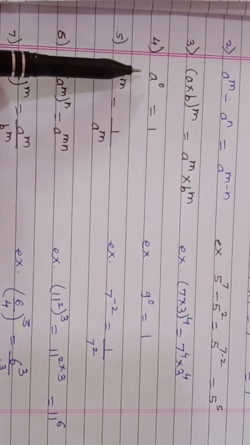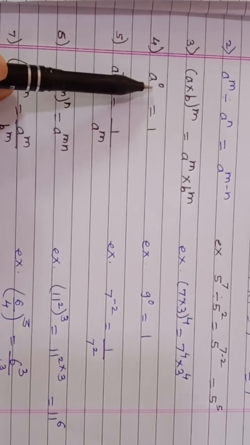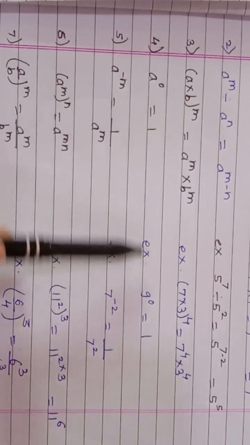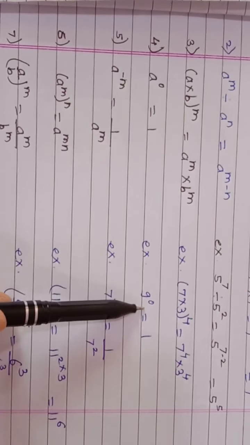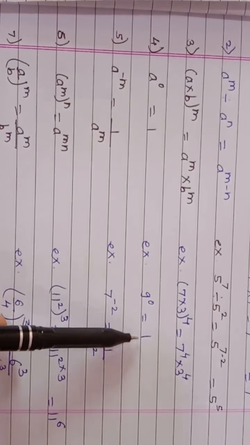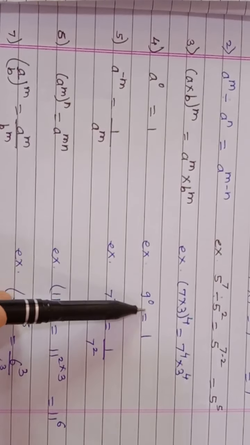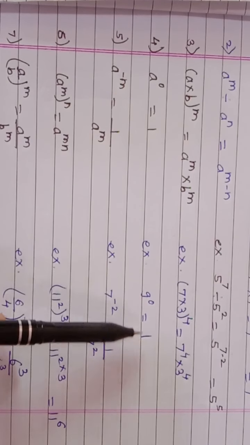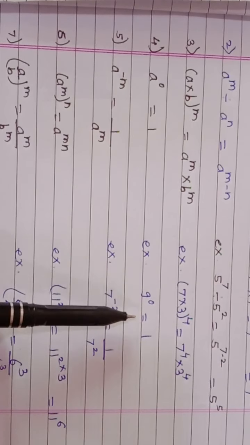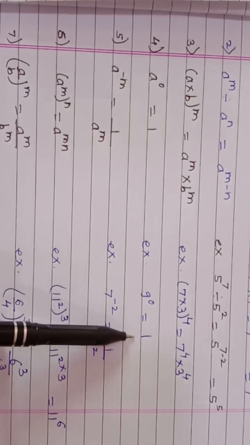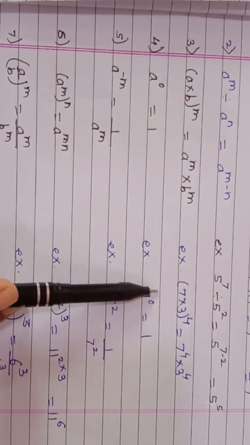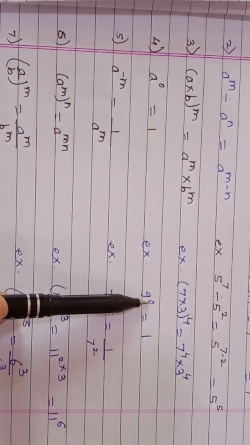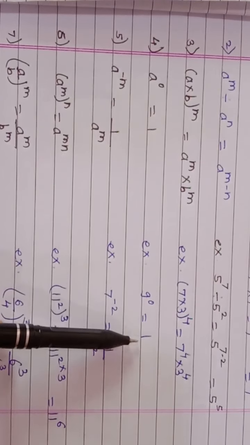फोर्थ रूल, if a raised to 0 then the answer is 1. For example, 9 raised to 0 is equal to 1. If we take 100 raised to 0, then our answer is 1. If we take 980 raised to 0, then the answer is 1. If we take any number, कोणतीही संख्या घेतली आणि तिचा घातांक 0 असेल तर उत्तर हे एकच येणार.